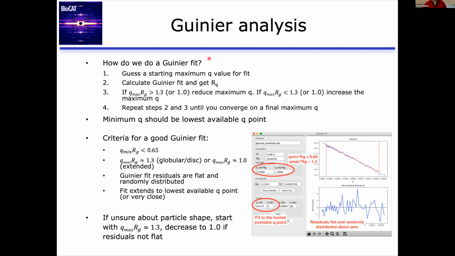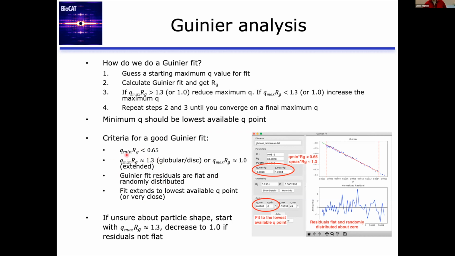I should point out these days software does most of the work for you. It'll come up with an initial Guinier range, and then you usually just have to refine it by a few points to get a good result. The minimum Q should usually be the lowest available Q point. And there are some criteria we look at for a good fit.